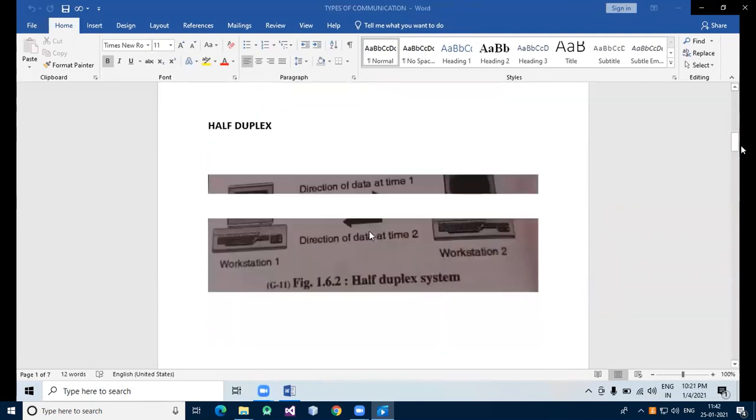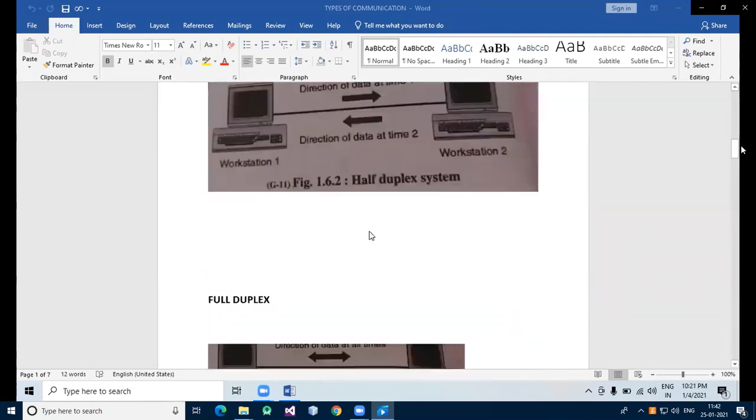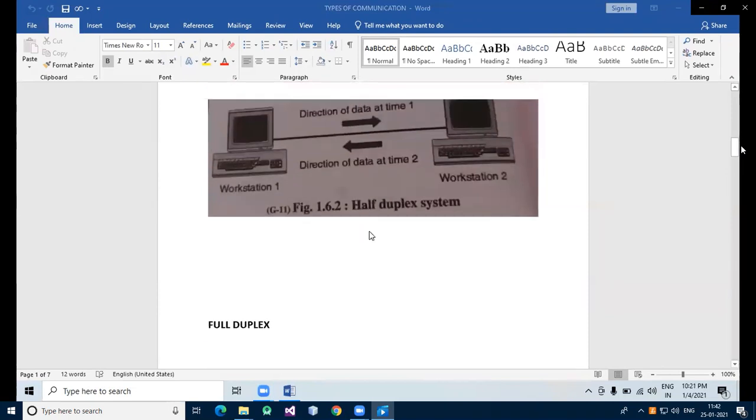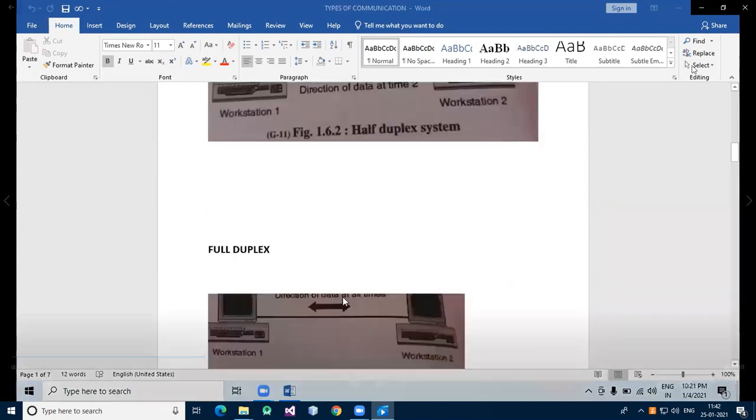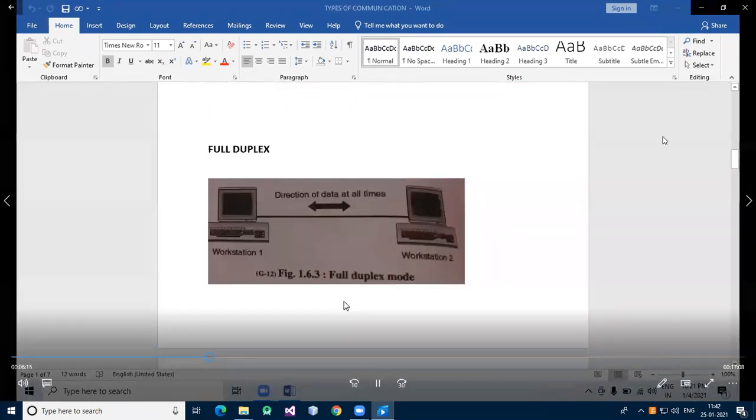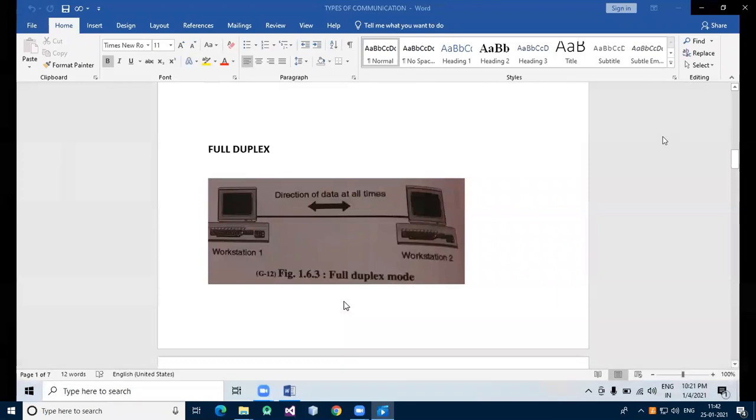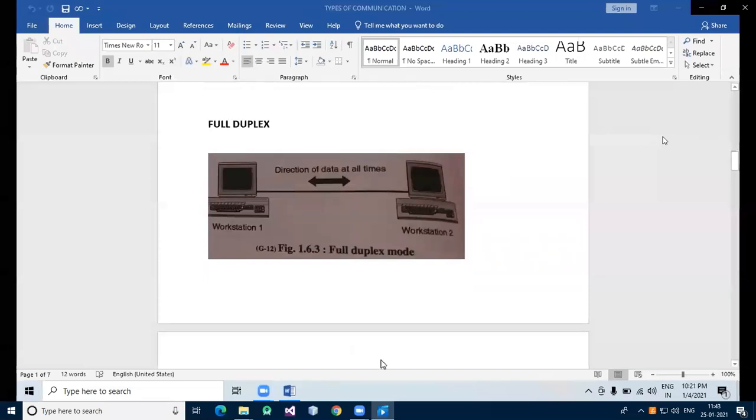Then half duplex has bidirectional communication, but not simultaneously, right? Like a walkie talkie. And in full duplex, communication is bidirectional and simultaneous, for example telephone or WhatsApp. I can send hi, then you can also send me hi. Bidirectional is there, and simultaneously we can send to each other, right? Like this. So this is full duplex.